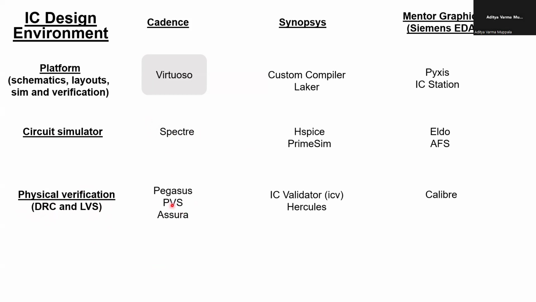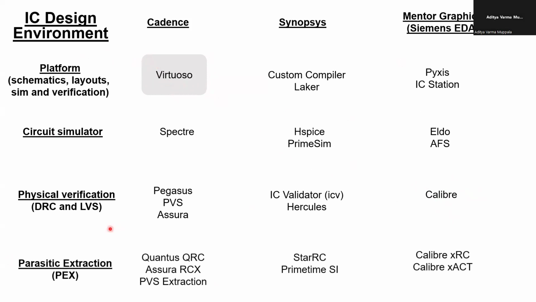Here, Cadence offers Pegasus, PVS, and Assura. Assura is an older version, I believe. Pegasus is the latest one. Synopsys also has ICV and Hercules. Hercules, I believe, is older; ICV is the newer version. But by far the most widely used tool for physical layer verification is Calibre, which is offered by Mentor Graphics, right? Calibre can be incorporated into Virtuoso using some kind of script that they provide. That's why it's nice to use Virtuoso, because you can use Calibre with it.